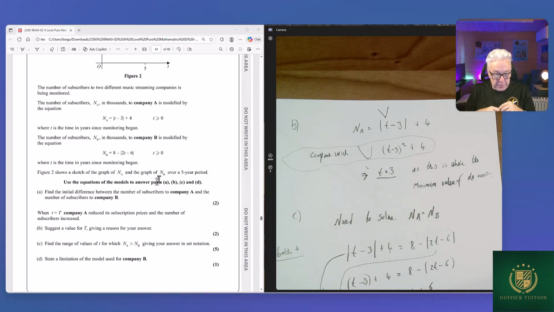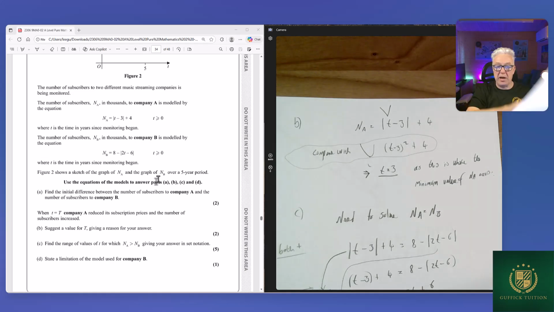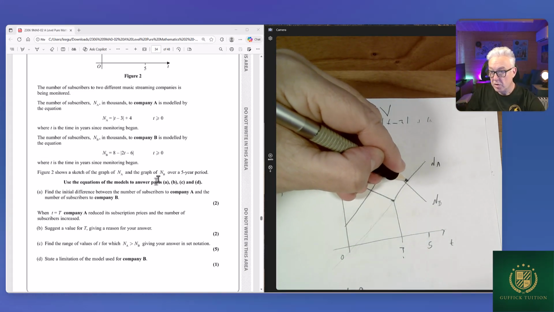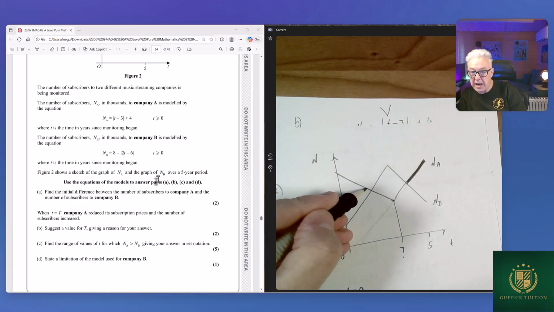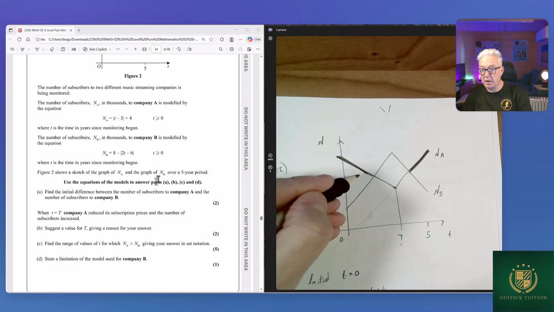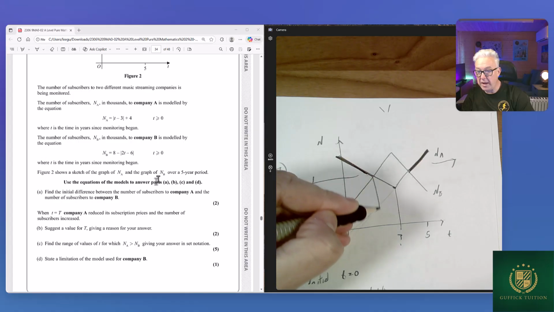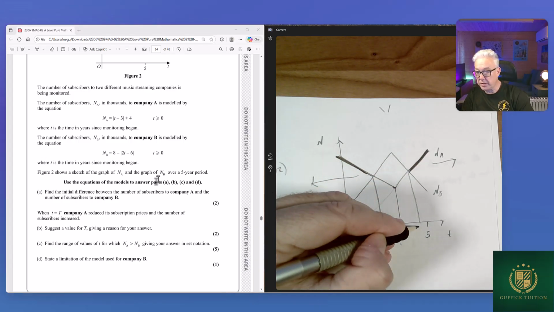Now here's the absolute challenging bit of this question. Find the range of values of t for which NA is greater than NB, giving your answer in set notation. In other words, we want to try and find out where NA is greater than NB. There and here. Okay, so we're going to be looking at these two regions, like going there and going there. So we need to find out where these 2 points are.